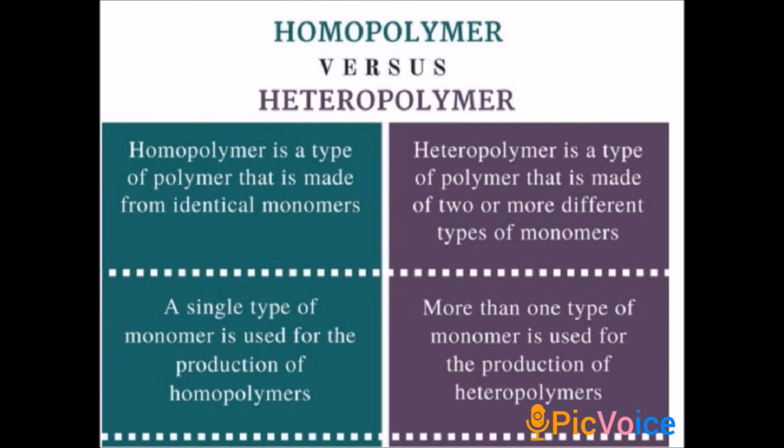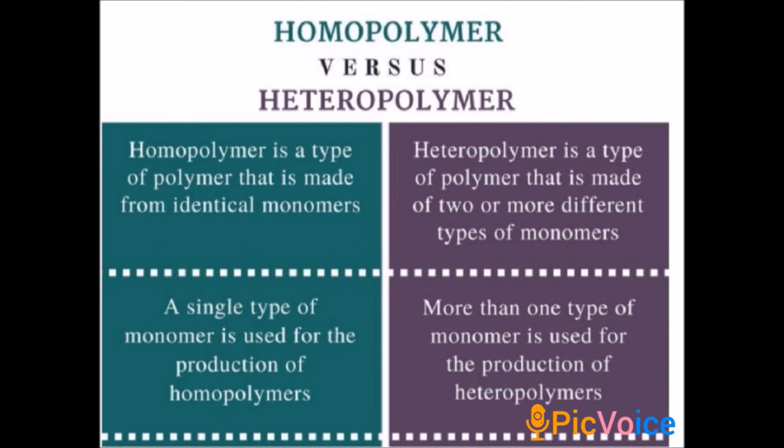Now I am going to tell you the difference between homopolymer and heteropolymer. Polymer means many molecules. Homo means same. So a homopolymer is a type of polymer that is made up of identical monomers. The component will be the same and it will be repeated many times. That is called a homopolymer. For example, we can take alanine, which is one amino acid. If alanine is connected many times in a linear chain, then we can call it a homopolymer.